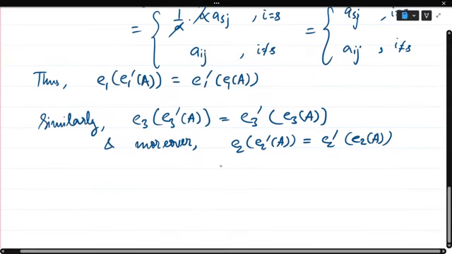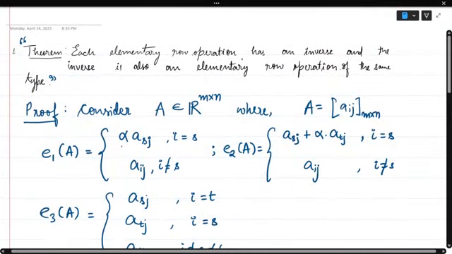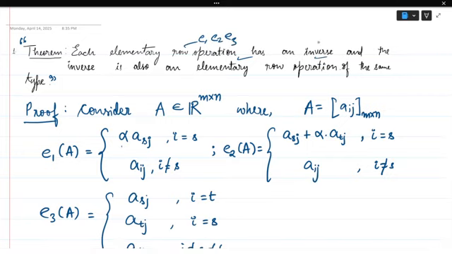Therefore our statement has been proved: each elementary row operation has an inverse. The elementary operations we are talking about, E1, E2 and E3, have inverses called E1 prime, E2 prime and E3 prime, and the inverse is also an elementary operation of the same type, like we just saw. Whether we go from E1 to E1 prime to E1, or from E2 to E2 prime and E2 prime to E2, both contribute to the same result. So our statement has been proved.